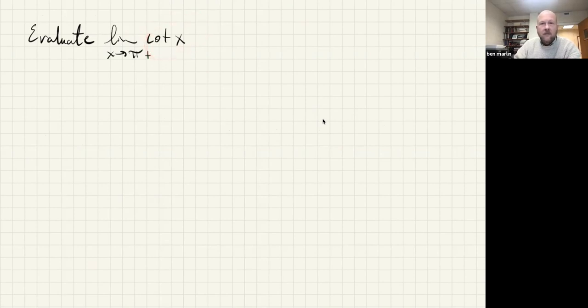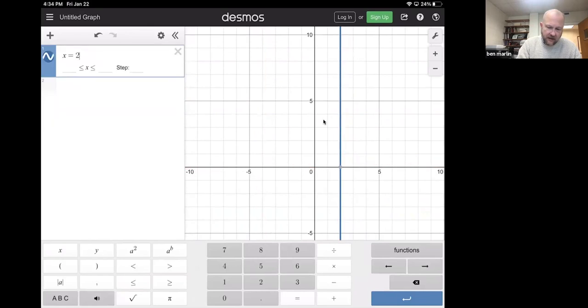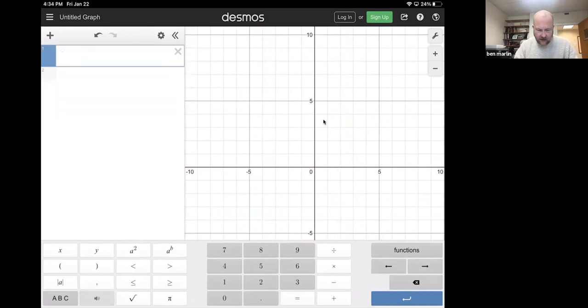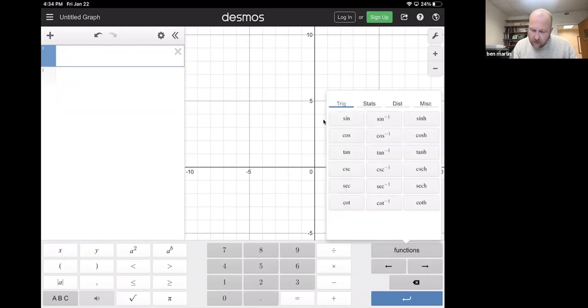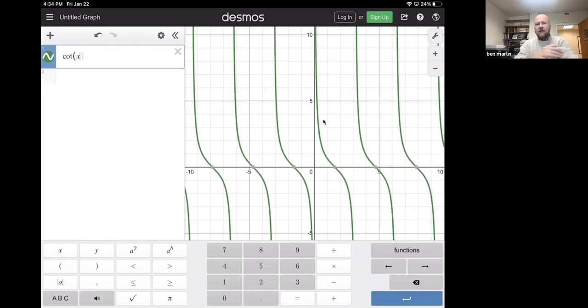Now, if you don't quite remember cotangent of x and what the graph looks like, it is 1 over tangent x. That probably helped you about as much as it helps me. So let's graph cotangent of x. By the way, notice here I've got this option of tan inverse. Tan inverse is not cotangent x. We need cotangent x, and now we get a graph of it.